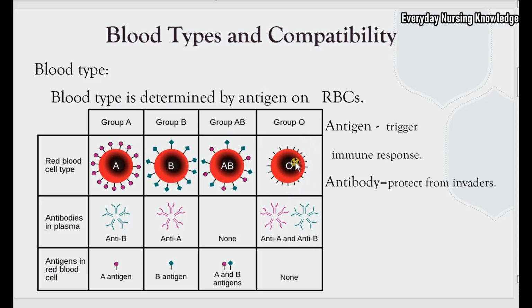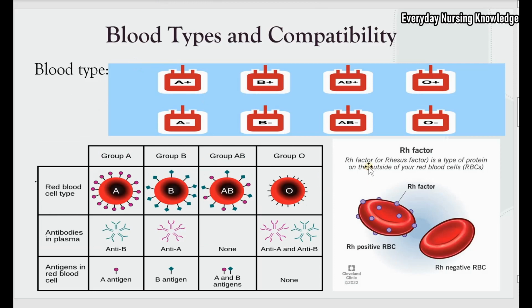Now, another factor that determines the blood type is rhesus factor. What is rhesus factor? Rh factor or rhesus factor is a protein found on the surface of red blood cells. If Rh factor is present, then it is Rh positive. And if the Rh factor is not present on the surface of red blood cells, that means Rh negative.